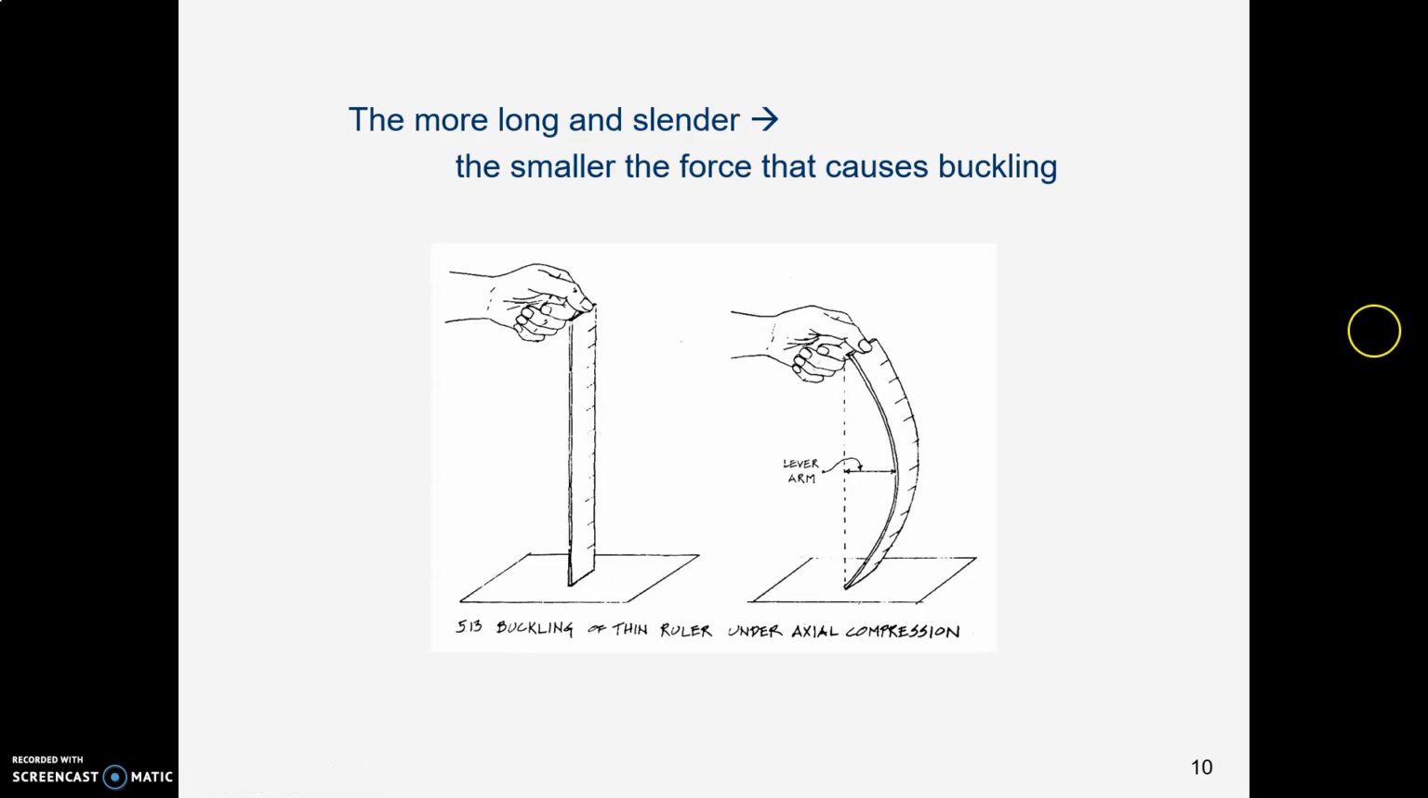What we know is that the more long and slender a column is, the easier it is for it to buckle. The smaller the load it will take to cause it to buckle.